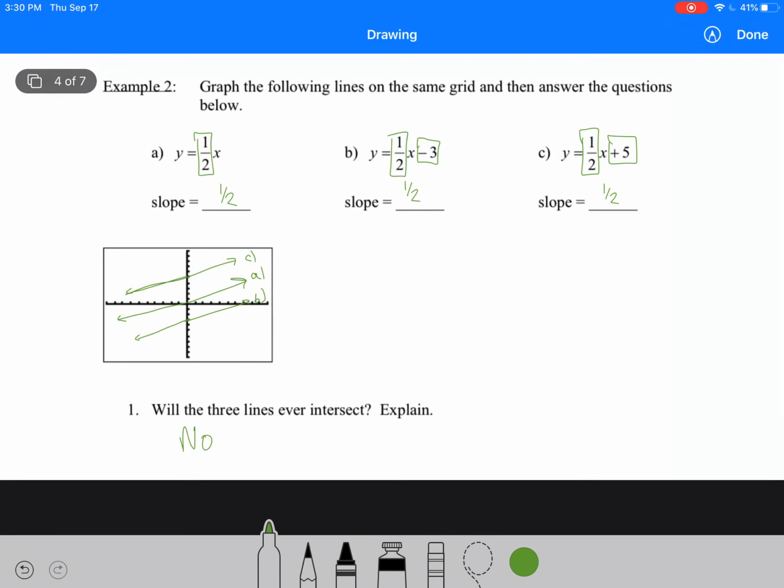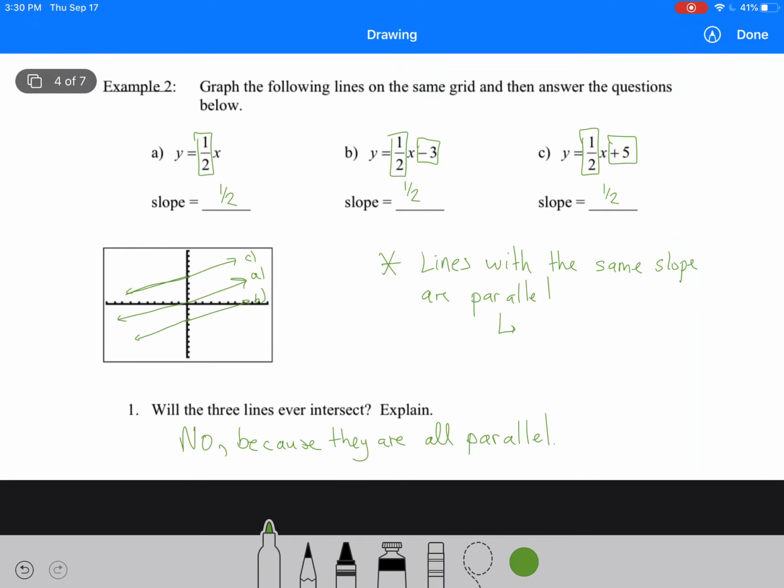I'm going to say no, and this word's very important, no, because they are all parallel. All right, so lines with the same slope are parallel, which means they will never touch. Never. No matter how far down or how far ahead you go, those two lines will never intersect or touch.